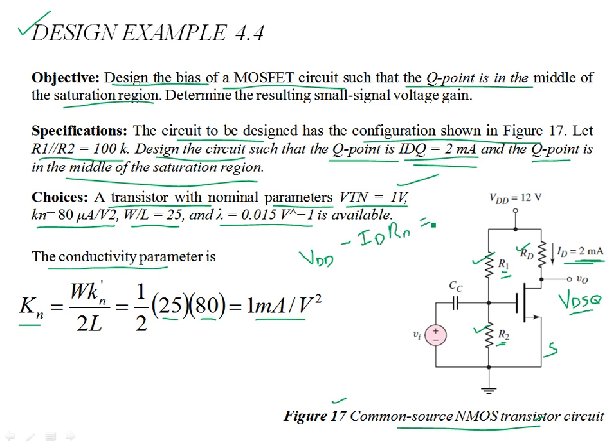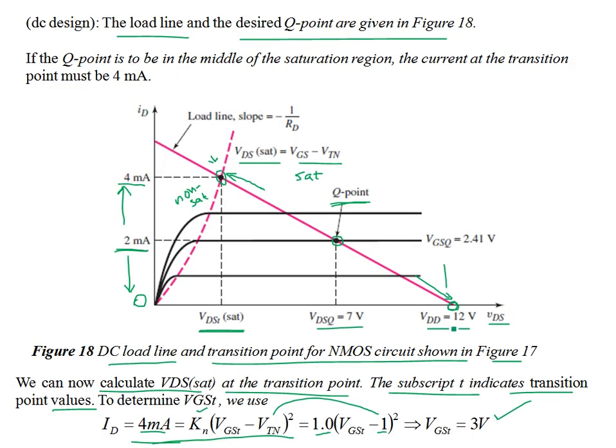If you apply the KVL at the output loop, VDD minus IDRD is V naught, and V naught is basically VDSQ. So if ID is 0, this happens when VDD is VDS. There is no potential drop; the drain voltage and VDD are at the same potential. That means no current flows through the drain resistor. This happens at 12 volts, when VDS is VDD, right?